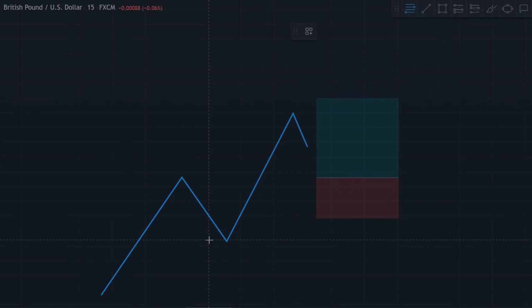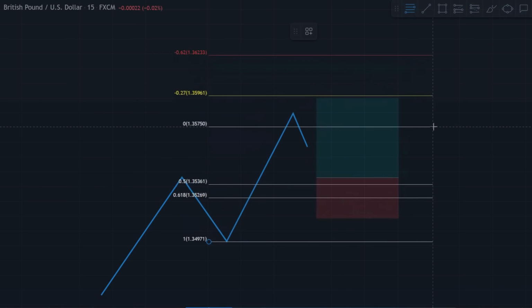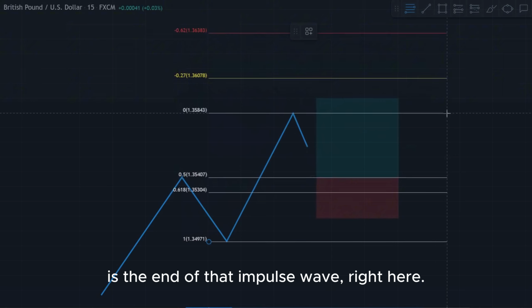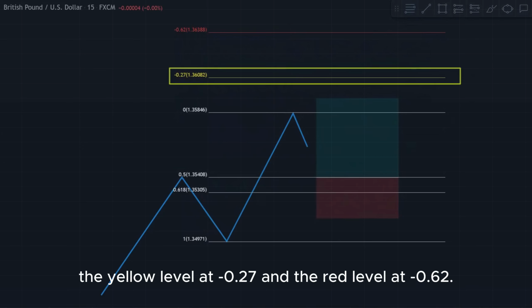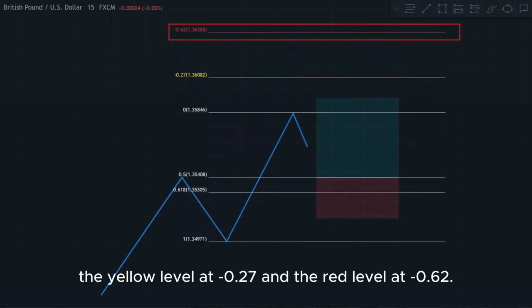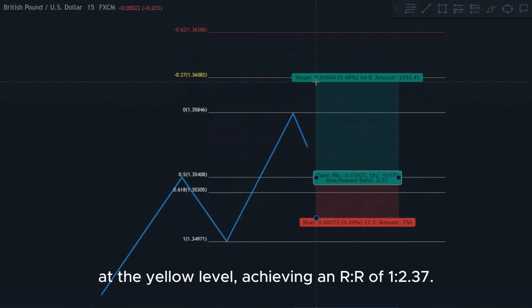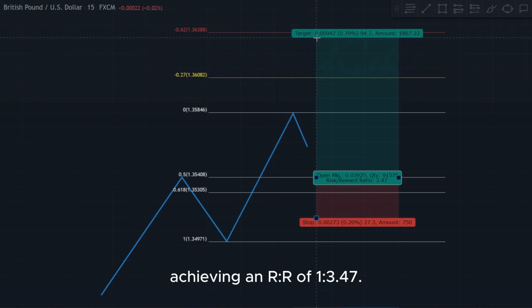The starting point is the beginning of the impulse wave. The end point is the end of that impulse wave, right here. Now we have two TP levels. The yellow level at minus 0.27 and the red level at minus 0.62. You can set the TP here, at the yellow level, achieving an RR of 1 to 2.37. If you're greedier, set the TP at the red level, achieving an RR of 1 to 3.47.